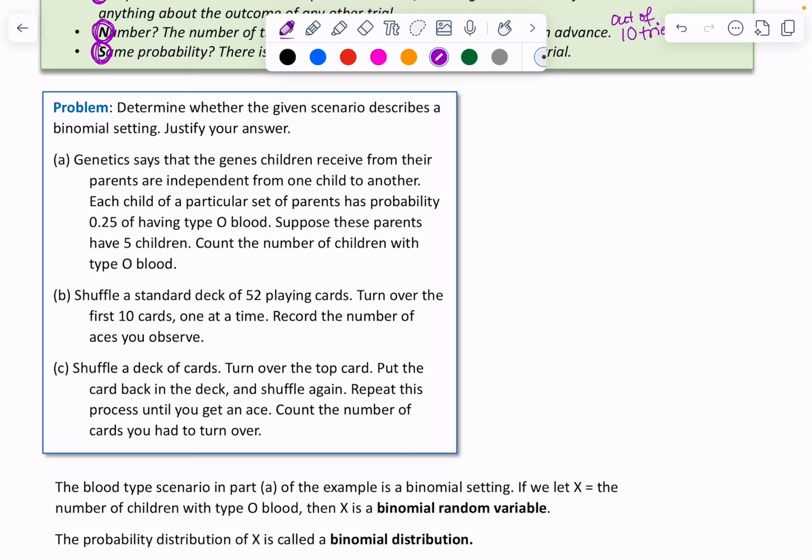Okay, so let's do some examples. Genetics say that the genes children receive from their parents are independent from one child to another. Each child of a particular set of parents has a probability 0.25 of having type O blood. Suppose these parents have 5 children. Count the number of children with type O.